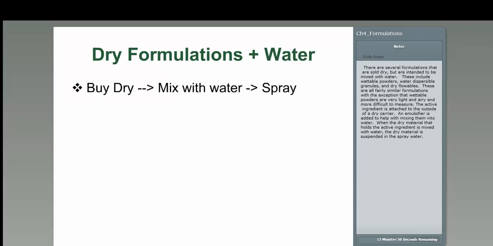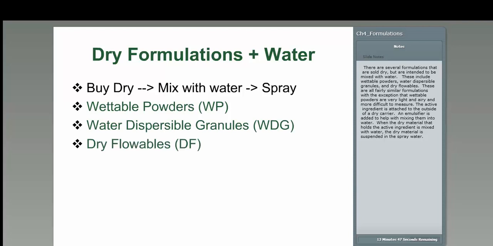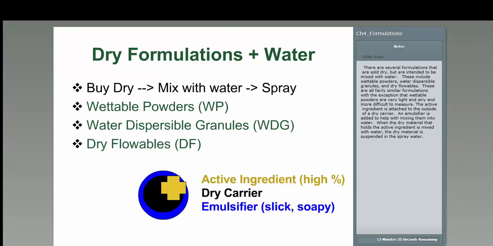There are several formulations that are sold dry, but are intended to be mixed with water. These include wettable powders, water dispersible granules, and dry flowables. These are all fairly similar formulations, with the exception that wettable powders are very light and airy and more difficult to measure. The active ingredient is attached to the outside of a dry carrier. An emulsifier is added to help with mixing them into water. When the dry material that holds the active ingredient is mixed with water, the dry material is suspended in the spray water.